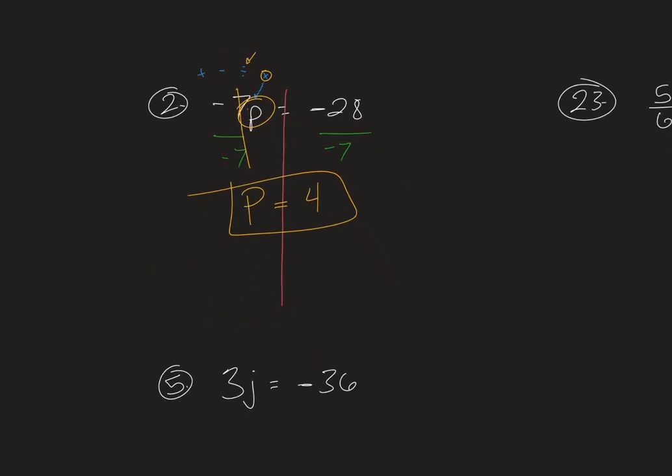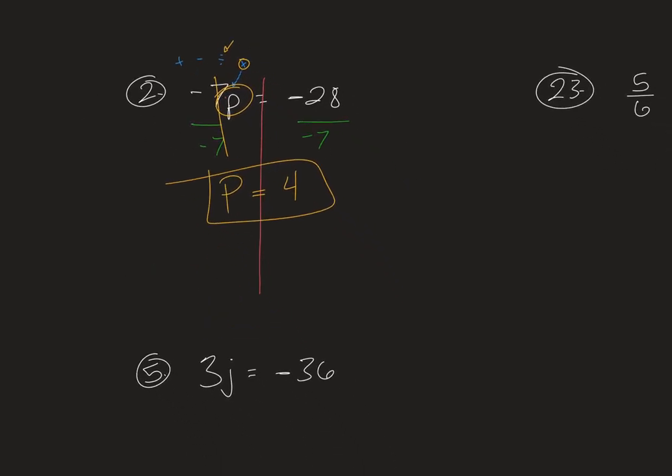So we're going to see, is that the answer? How do we do that? We're going to take this answer and plug it back in for p. So it's -7 times 4. Does that equal -28? And I'm pretty sure we all know, yeah, -28 is -28. So yippee, hooray, we're done with number 2.